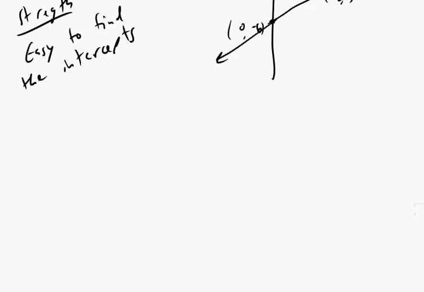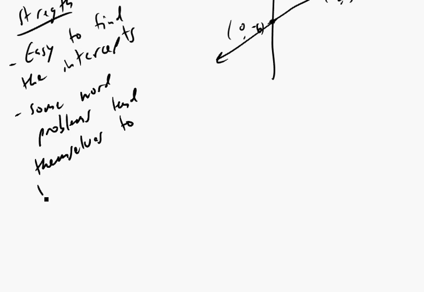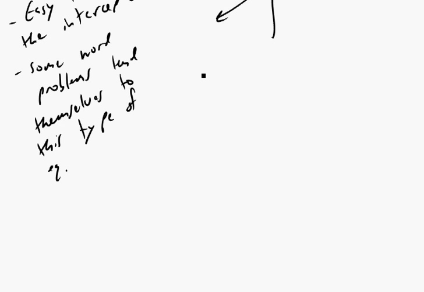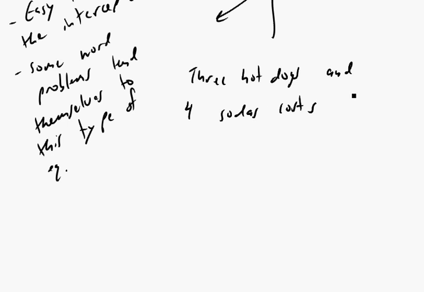Another possible strength would be that some word problems lend themselves to this type of equation. You might wonder if I could give you an example of that. Let's say that 3 hot dogs and 4 sodas costs $13.78. Well, how would you write such an equation to represent that?